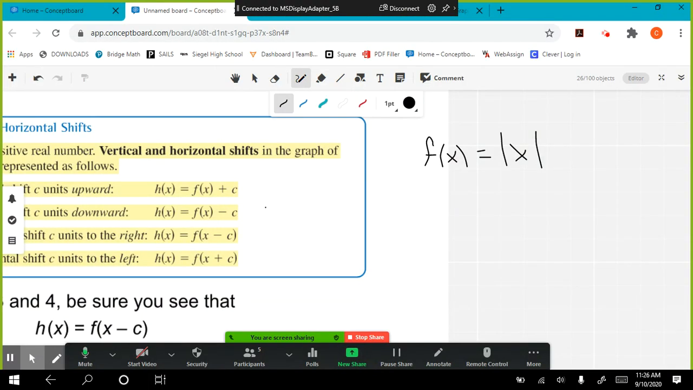So what if I say the absolute value of x minus 2, minus 4? Okay. How is that graph going to shift? And all we're talking about is left and right shift. So is this graph, the absolute value of x minus 2 minus 4, going to be shifted up or down from the original parent graph?